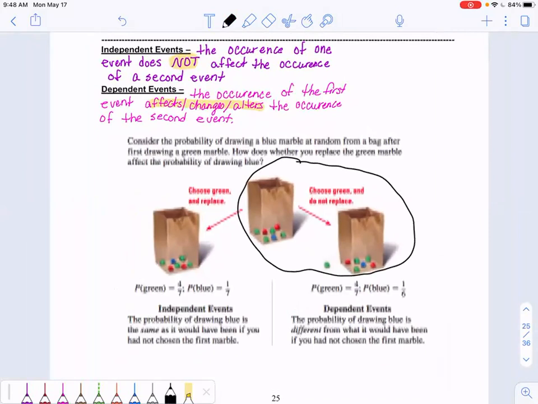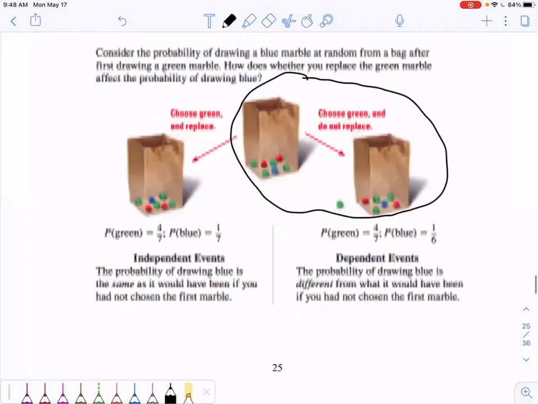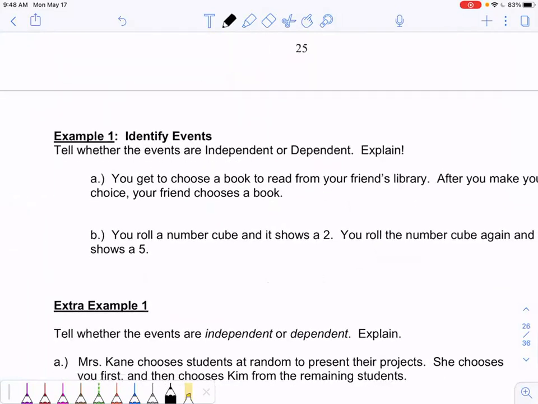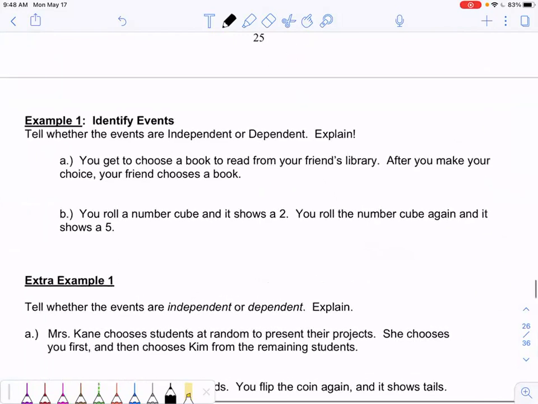So the number in the bag has changed. And once that number is changed, then it's called dependent. So whether you pull it out and you place it back in, then it's independent, or you pull the marble out and you leave it aside. That's when it's dependent. So what we're going to do is look at some examples and just identify if it's independent or dependent. Most of your homework tonight is identifying if the event is independent or dependent. So most of your homework is thinking about what's going on with the question.